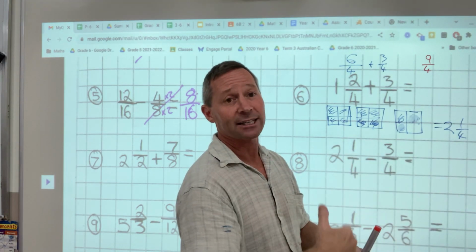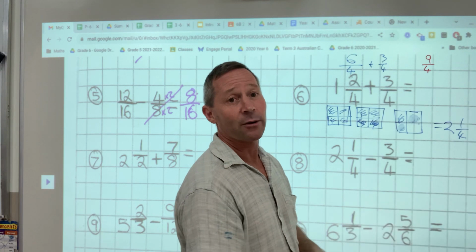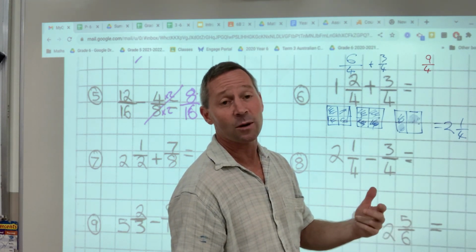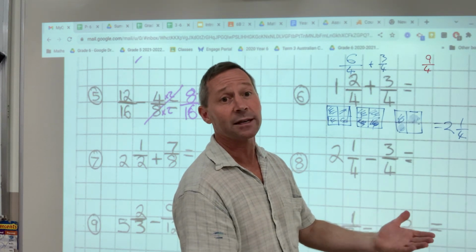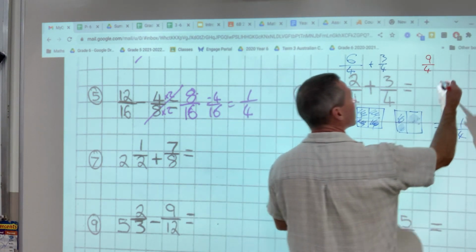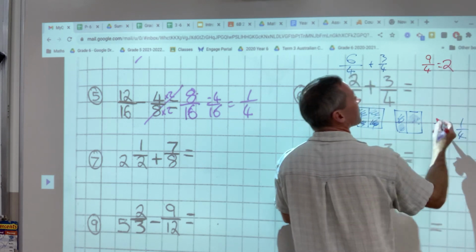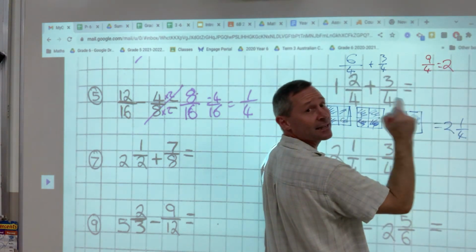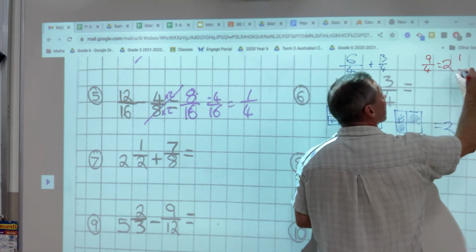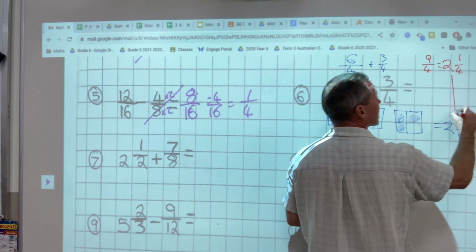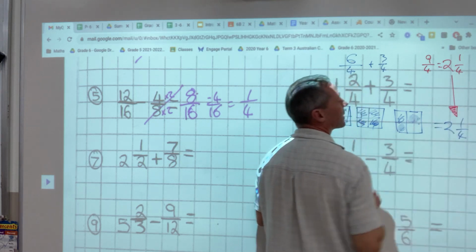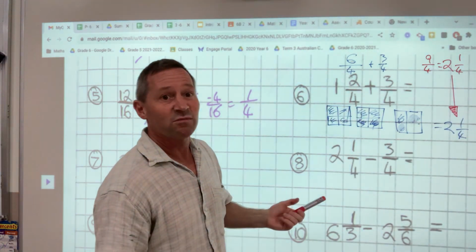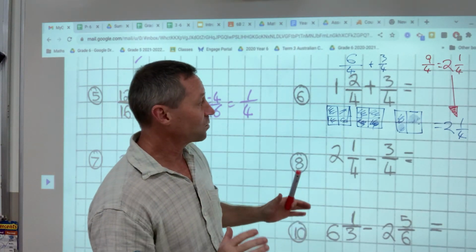without going over it? I want to get as close as possible without going over it. 4 times 1 is 4, 4 times 2 is 8, 4 times 3 is 12. 12 is too big. So you can go 2 times. 2 times 4 is 8, 9 minus 8 leaves 1. 1 out of 4, which is the same as that answer there.